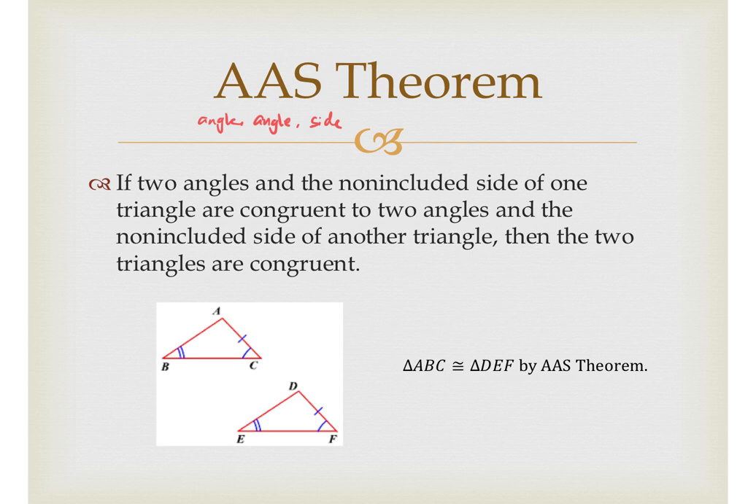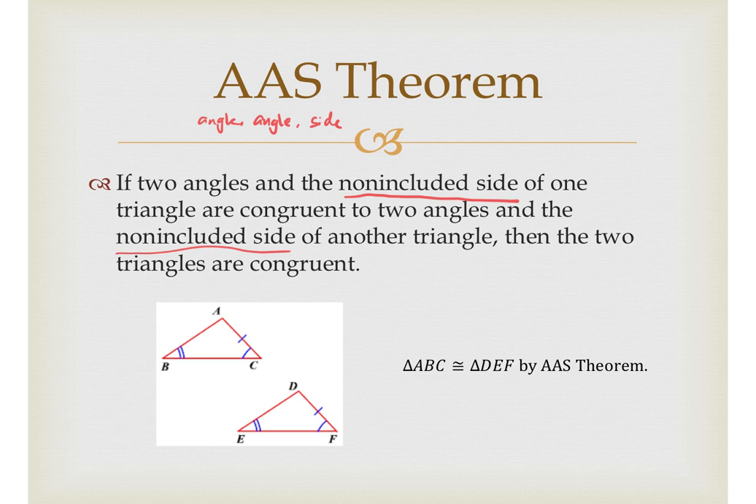Again, pay attention to the order. Notice how on the last slide, the side was in between the two angles. Now the side is not in between the two angles. The order of the name tells you the order of the information on the picture. So if two angles and the non-included side of one triangle are congruent to the two angles and the non-included side of the other triangle, then the two triangles are congruent.